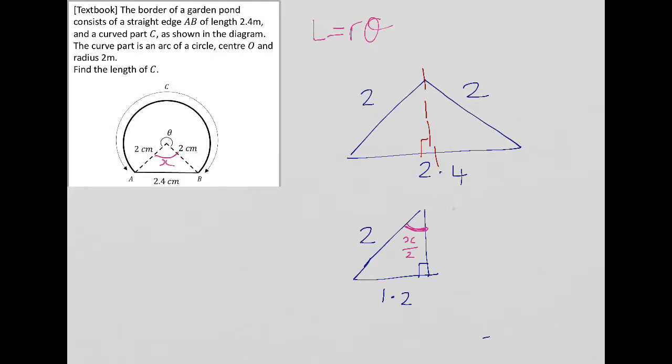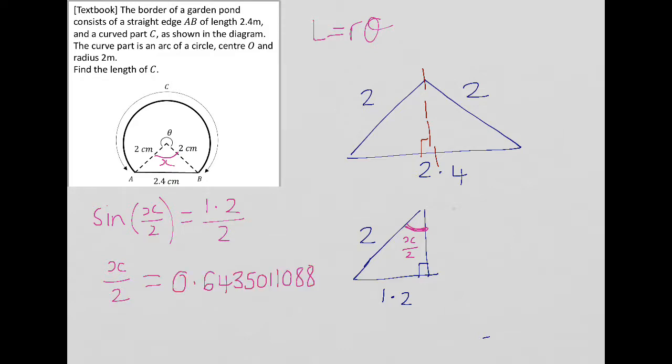So I've got the opposite and the hypotenuse, so the sine of x over 2 is equal to the opposite over the hypotenuse. So therefore x over 2, back to my calculator. So this is 0.64350111088. If you didn't get that answer, it might be because you're not using your calculator in radians. Remember, it needs to be in radians. It also needs to be in radians for the last part. I should have said that.